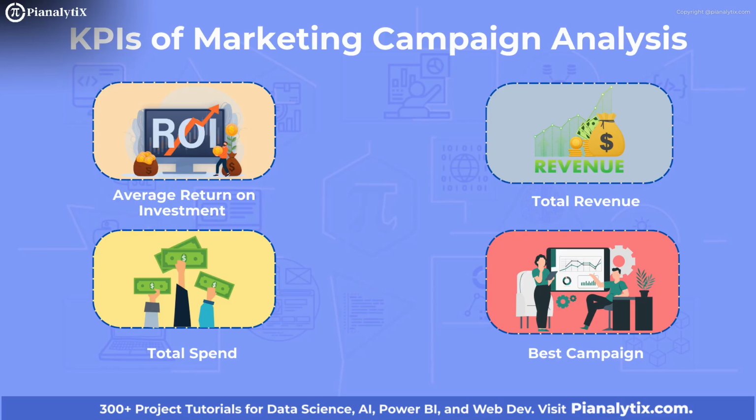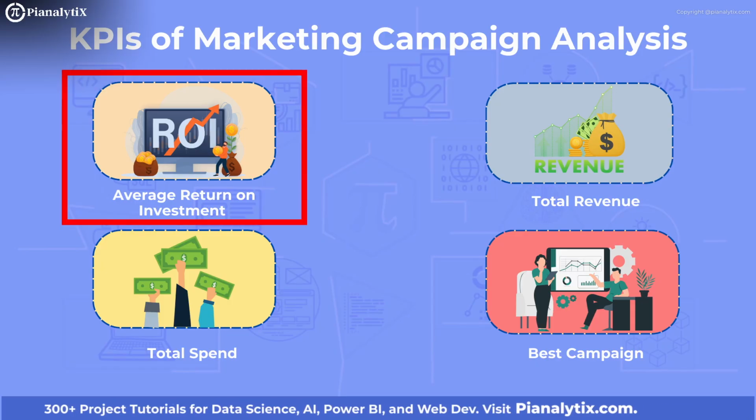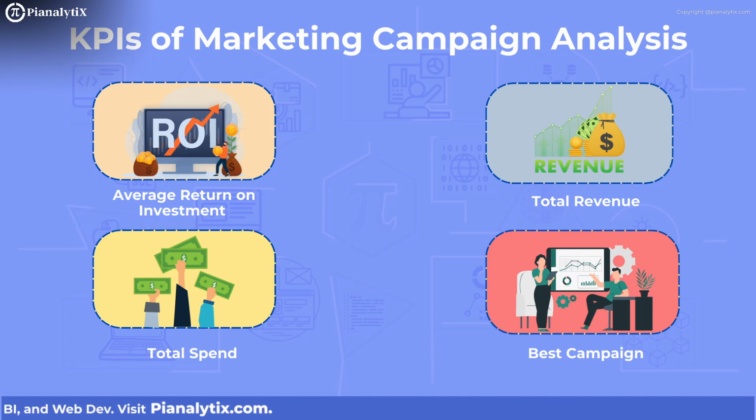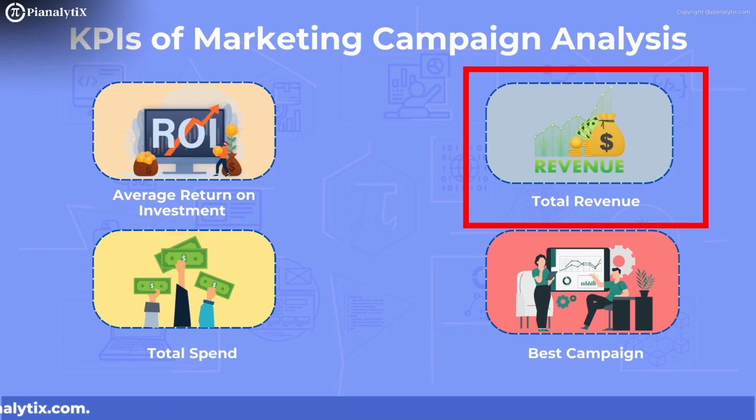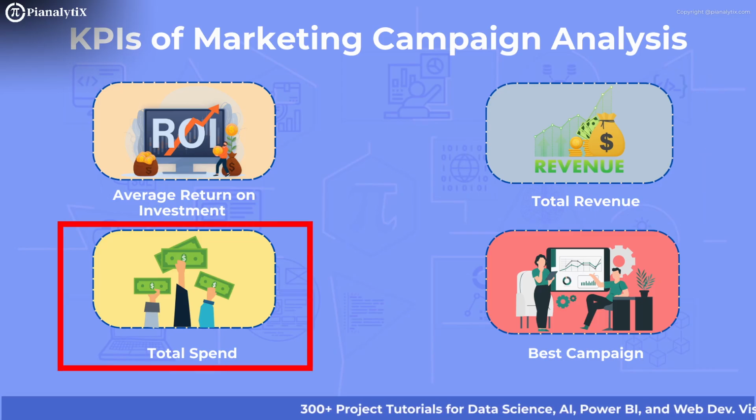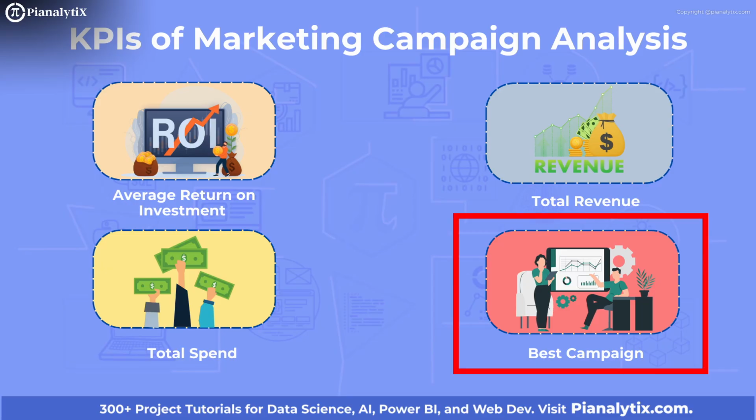Now, let's move on to the KPIs that we will be uncovering in this project. Firstly, we have the average ROI, which shows the overall performance of each campaign. Next, we have the total revenue, which highlights the financial impact of the campaigns, tracking all income generated. Moving on, we have the total spend, which provides insights into the resource allocation, ensuring budgets are used for maximum efficiency. Lastly, we have the best campaign, which highlights the top performing campaign, ensuring a perfect benchmark.